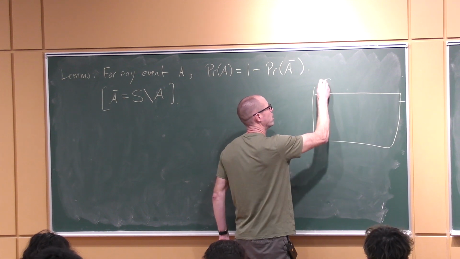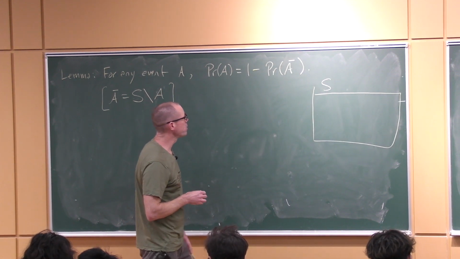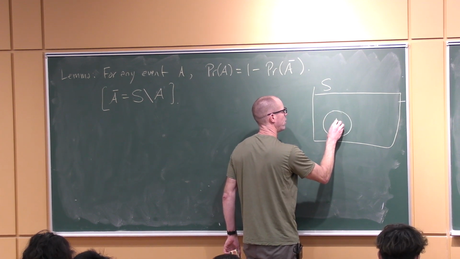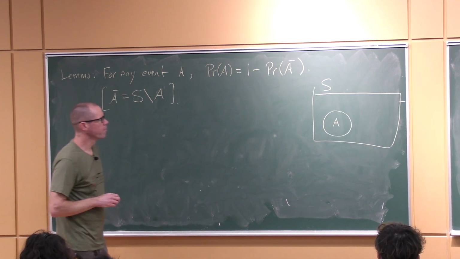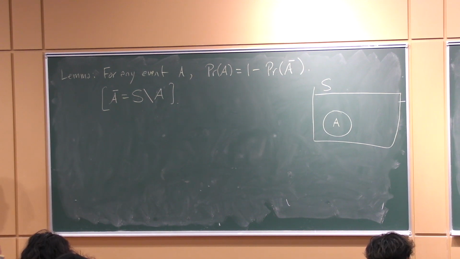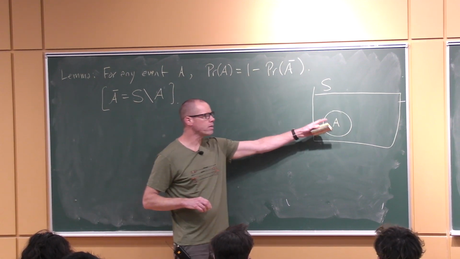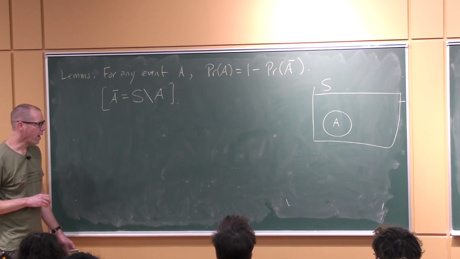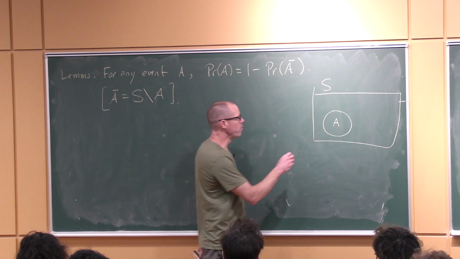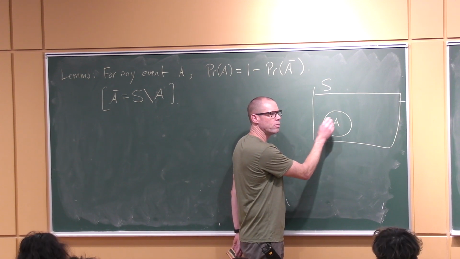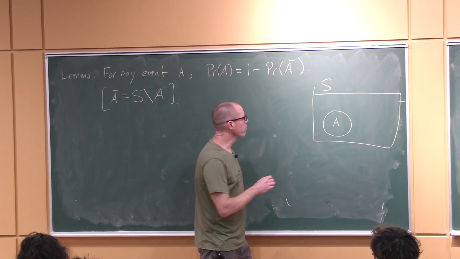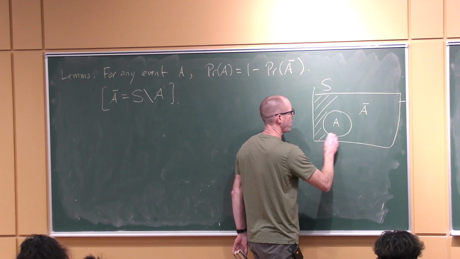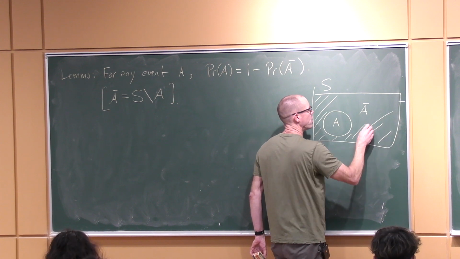It says you have a set S of outcomes. You have something in there, an event called A, which means it's a subset of S. And sometimes it turns out, rather than computing the probability that A happens directly, it's easier to compute the probability that not A happens. So that's this set out here of everything that's not included in A.